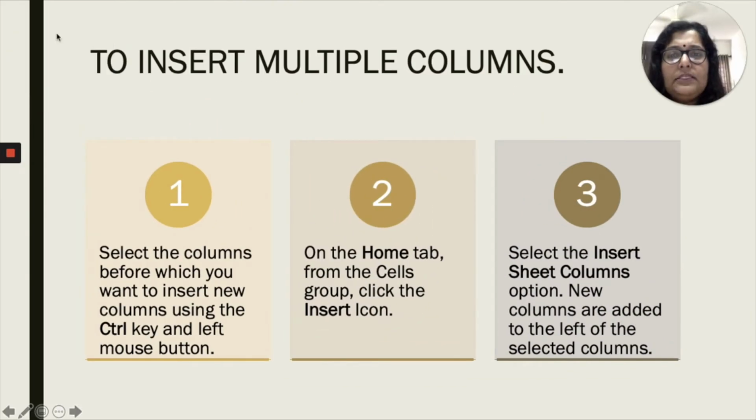To insert multiple columns, select the columns before which you want to insert new columns using the Control key and the left mouse button. You need to press the Control key, and using the left mouse button, you have to select the number of columns that you want to insert. On the Home tab, from the Cells group, you have to click the Insert icon. In that, this time you have to click Insert Sheet Columns. You have to click on the Insert Sheet Columns option, and new columns are added to the left of the selected columns. It will be added to the left of your selected columns.